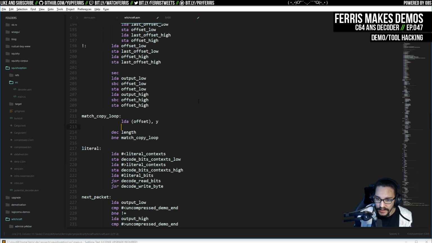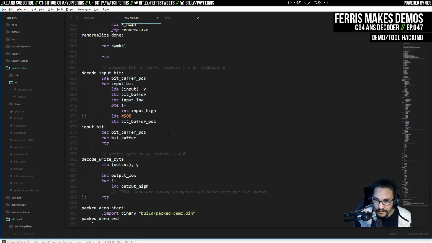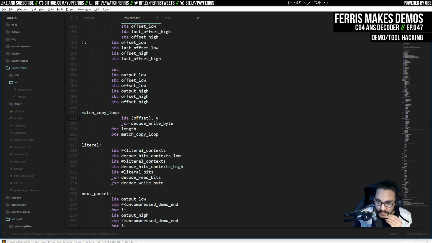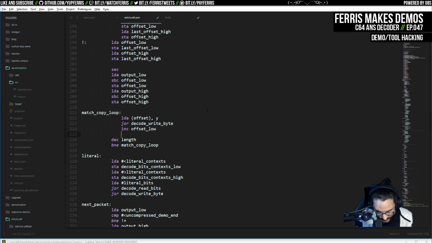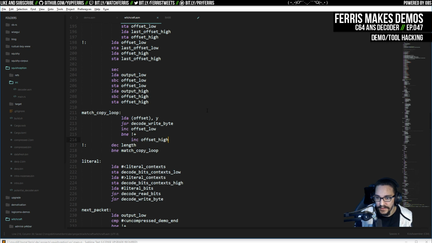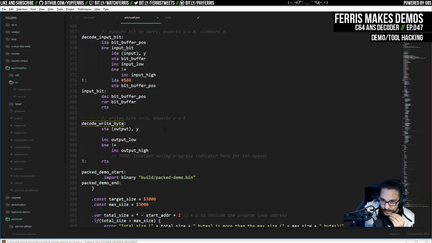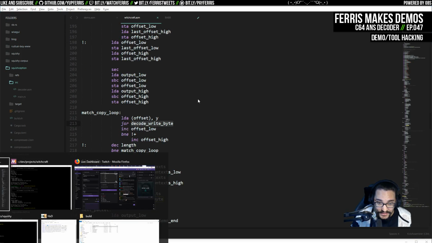So we load the byte at the offset, and then I think I have a function here for writing out, decode write byte. So JSR decode write byte. And after that, we want to increment offset. So we can do increment offset low, and that does not set the carry, but it sets the zero flag. Just going to be equivalent in this case. Inc offset high, if that makes sense. And this will already increment the output pointer, which does exactly the same logic there. That should be it for the match copy. I think that's actually it for implementing this.